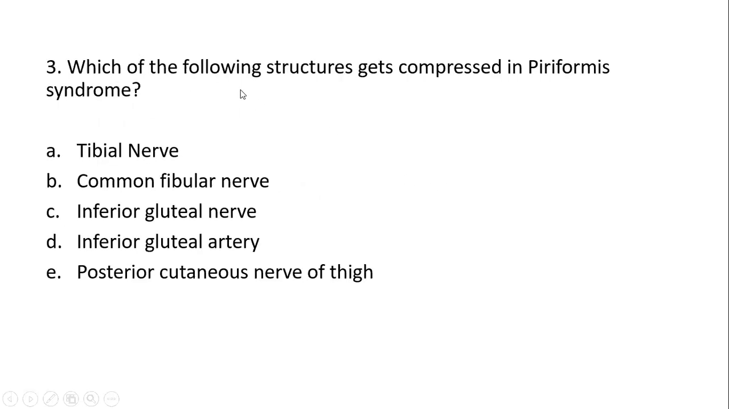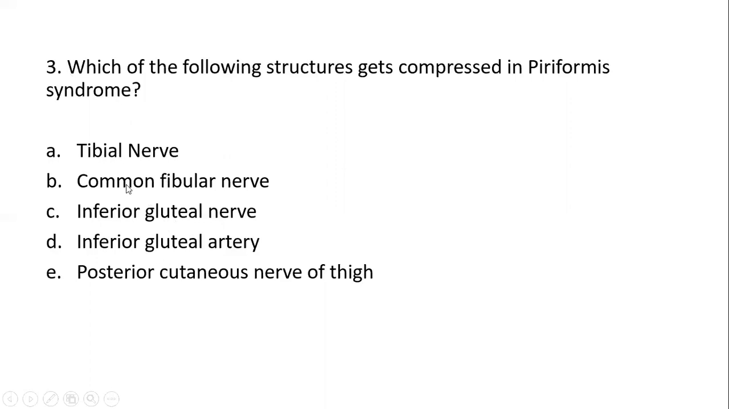Next question is, which of the following structures gets compressed in piriformis syndrome? Now you have to identify the structures which are more prone to be compressed in case of piriformis syndrome. So we have tibial nerve, common fibular nerve, inferior gluteal nerve, inferior gluteal artery, and posterior cutaneous nerve of thigh. So you will see such questions, they are often confused by the students because they think that all of the options are correct. So which option is going to be most likely the right answer for this particular question? Because according to those students, all of these options seem to be correct, but no.